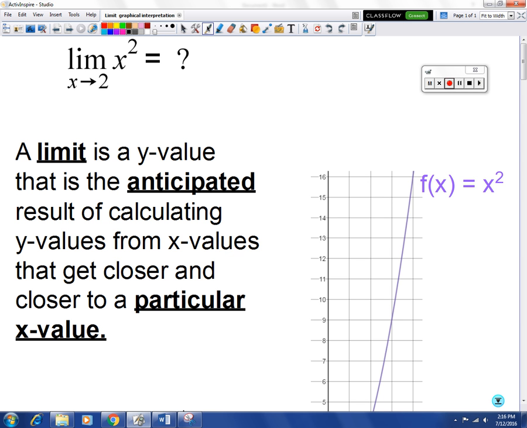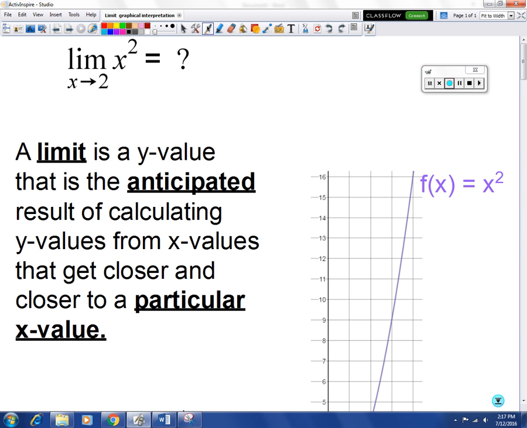A limit is definitely a y value, the same as when you plug an x value into a function and you get a y answer, a y value. That's what a limit is. It's something that we anticipate and connect with the y-axis. A limit is a y value that is the anticipated result of calculating y values from x values that get closer and closer to a particular x value. Hopefully when I do some examples that will be clear as we go. So that's my idea of what a limit is.